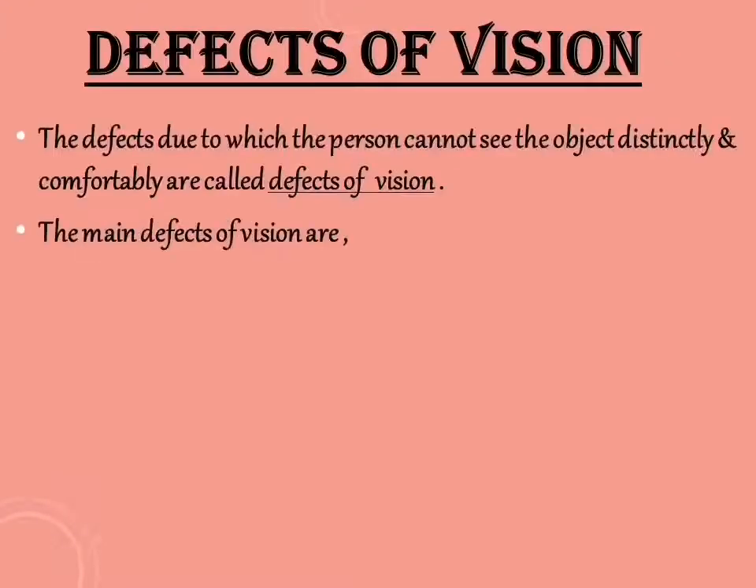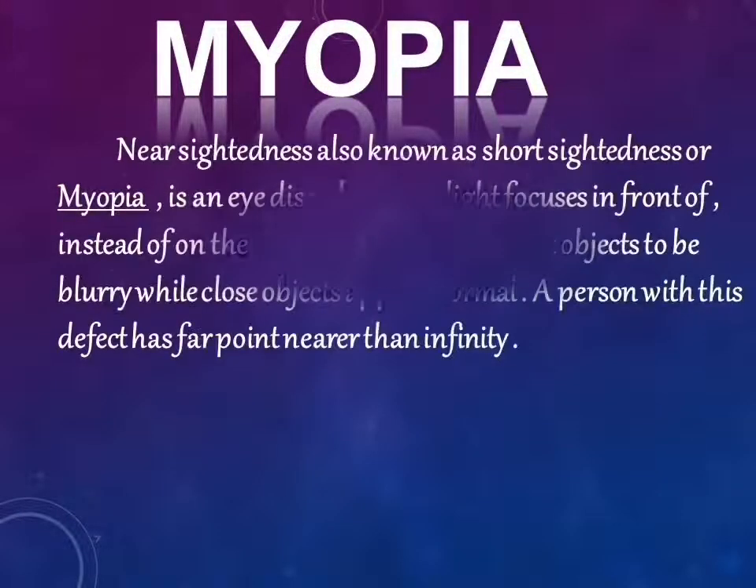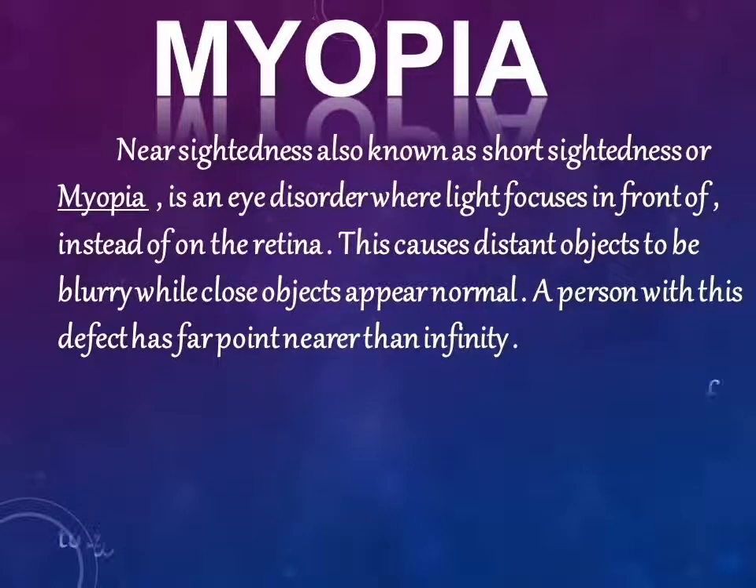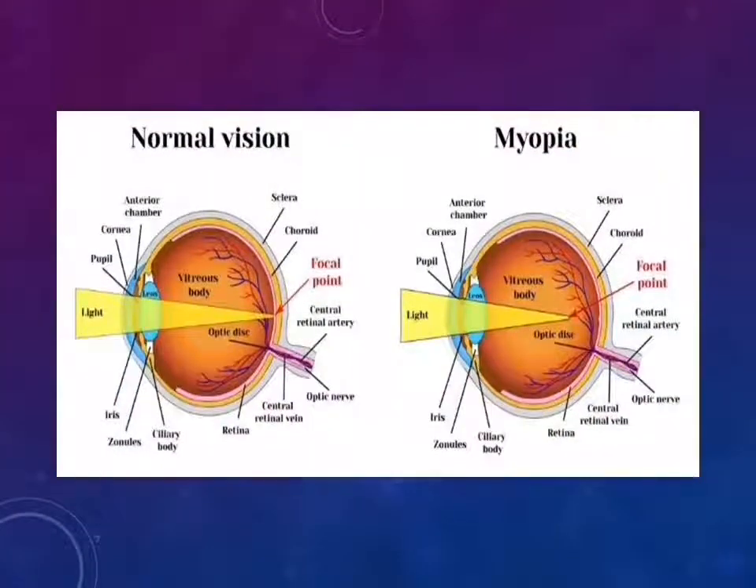The main defects of vision are myopia, hypermetropia, presbyopia, astigmatism, color blindness, and cataract. Myopia. Nearsightedness, also known as short-sightedness or myopia, is an eye disorder where light focuses in front of, instead of on, the retina. This causes distant objects to be blurry while close objects appear normal.